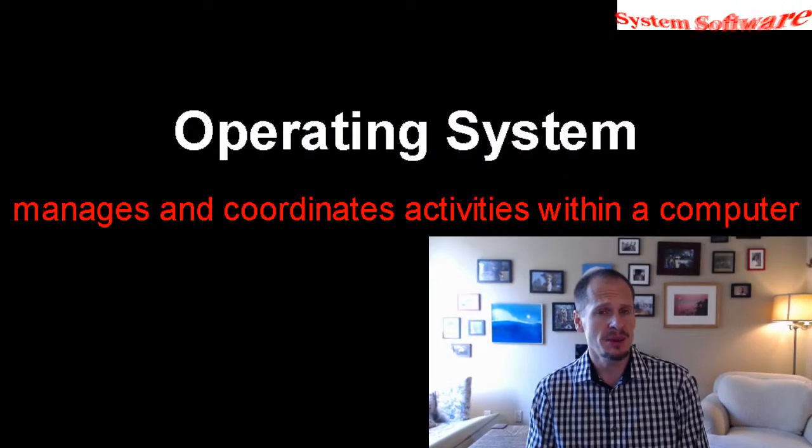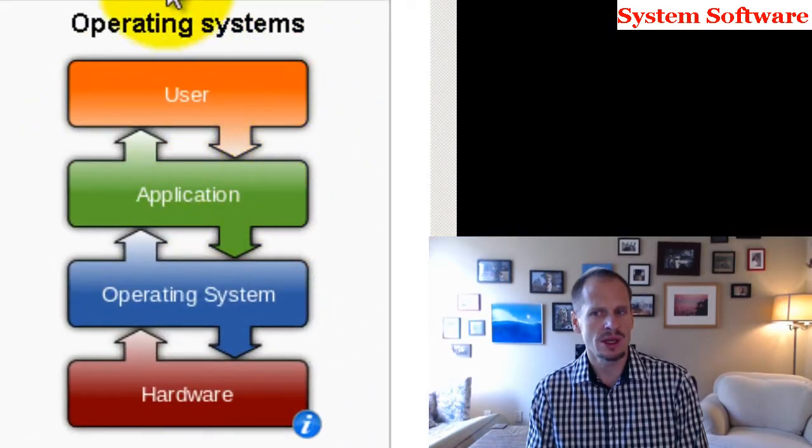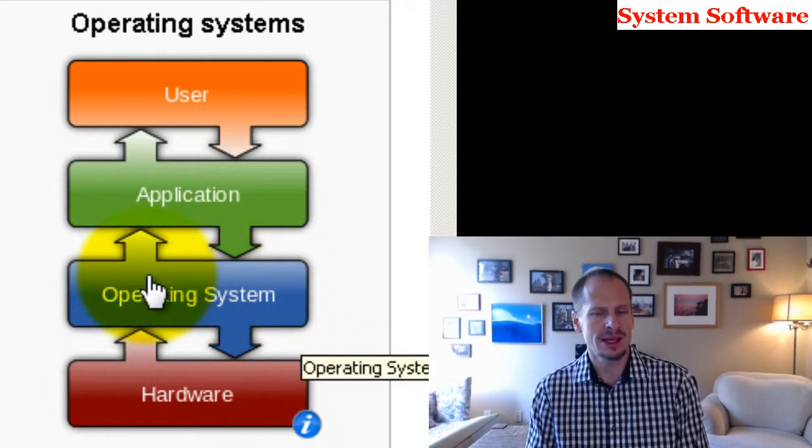So an operating system, the most basic definition is it makes your system operate. It's a very reflexive definition. It manages and coordinates the activities within a computer. And super important to know is this one little diagram right here that shows a tiered system, a layered cake kind of layout of how the operating system fits in with all the different categories within a computer.